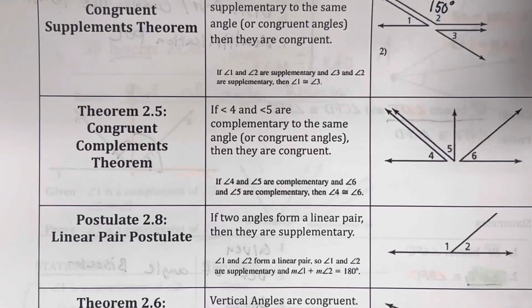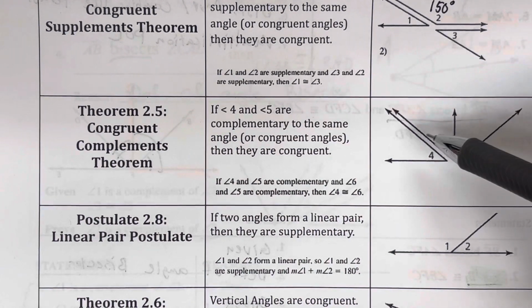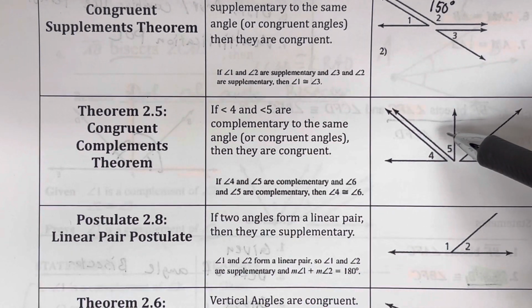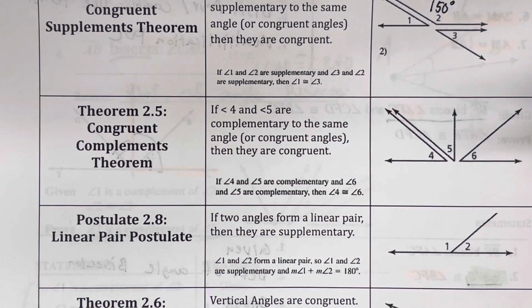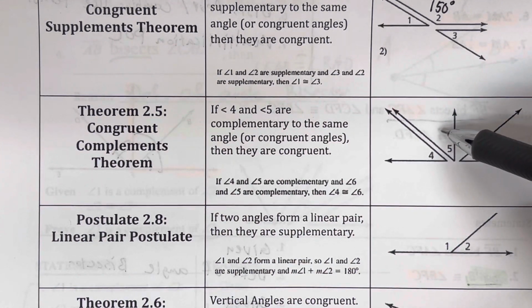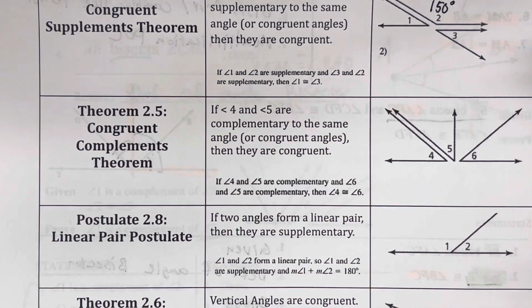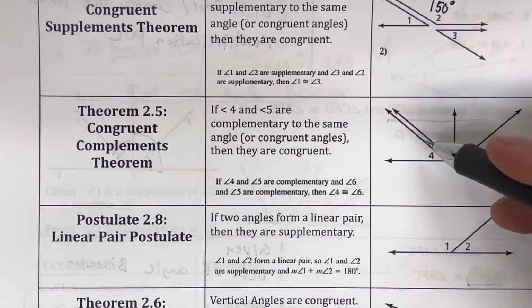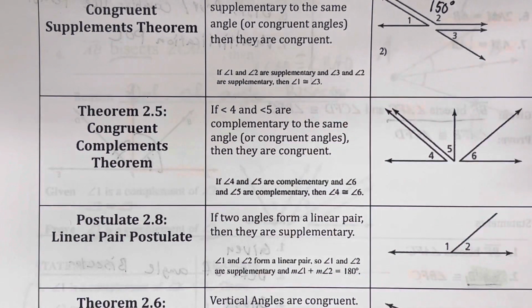Same type of thing with the congruent complements theorem. In this case, angle 4 and 5 are both complementary to the same angle. So if they're both complementary to the same angle, then they would have to be congruent. So in this diagram, 4 and 5 are complementary. 6 and 5 are complementary. Thus, 4 would have to be congruent to 6.